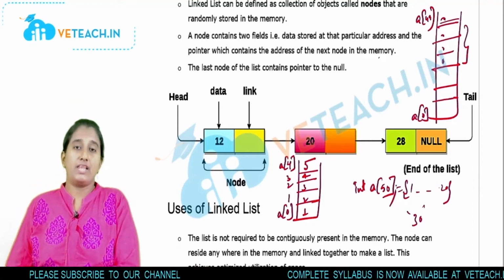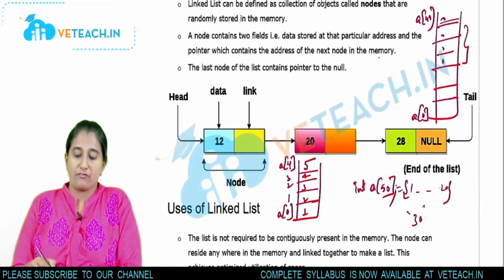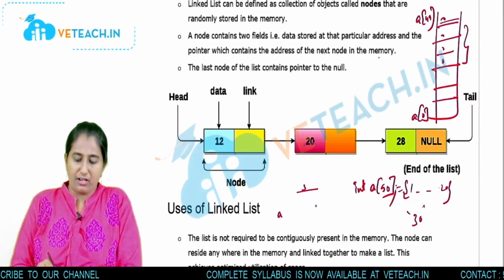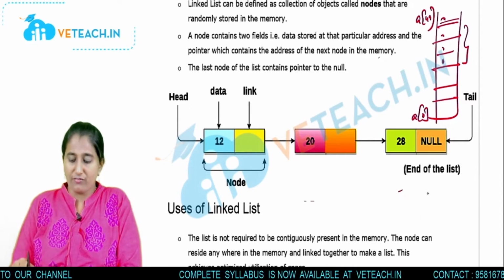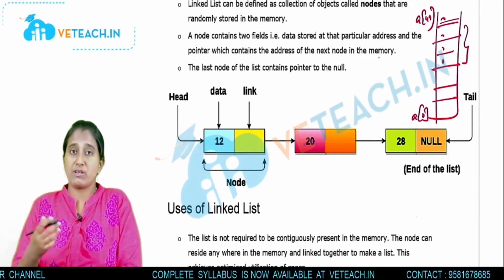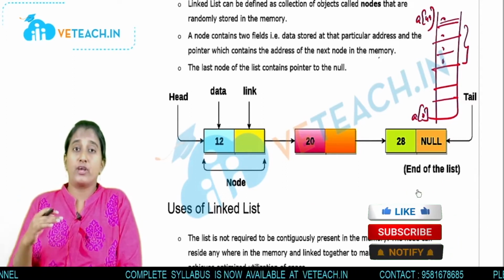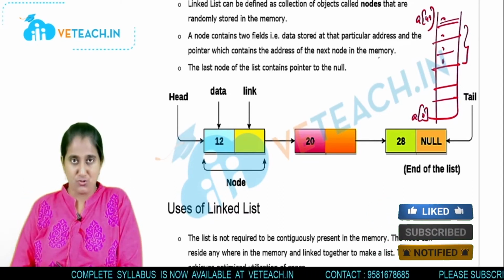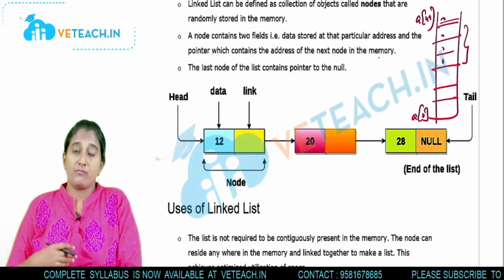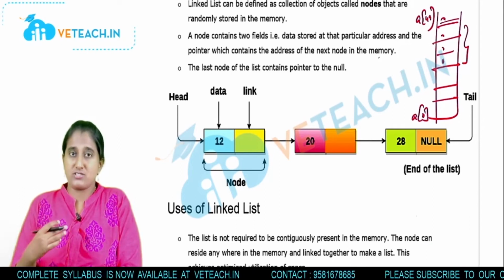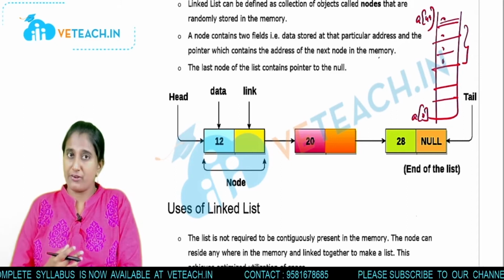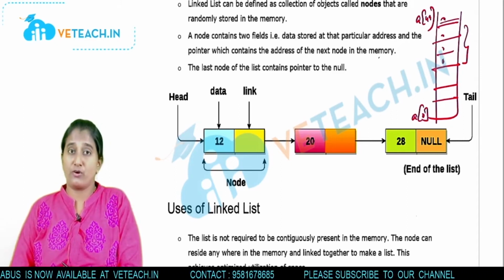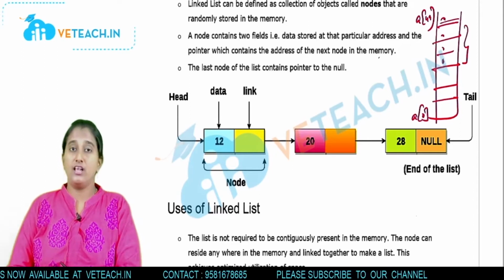In order to eliminate the drawback of arrays, we go for a linked list. A linked list is nothing but dynamic memory allocation. You can store unlimited elements. Whenever you don't know the size of the array, you can go for dynamic memory allocation and store the elements in the linked list. This is one of the advantages of using a linked list.